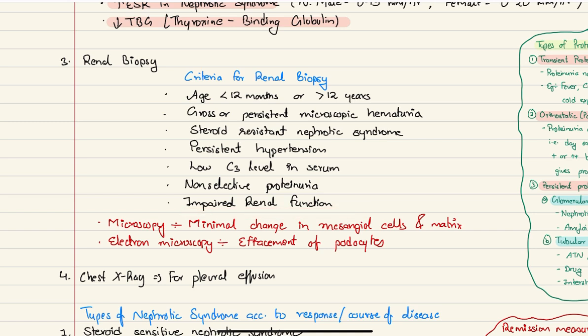On the biopsy, when you do the microscopy, you will see minimal change in mesangial cells and the matrix. And on electron microscopy, you can also look for effacement of the foot processes of podocytes.